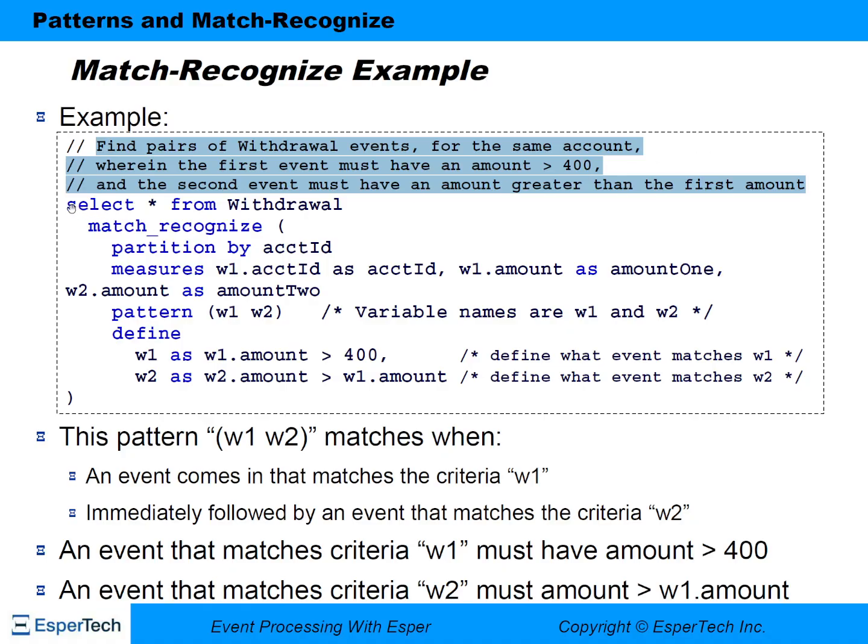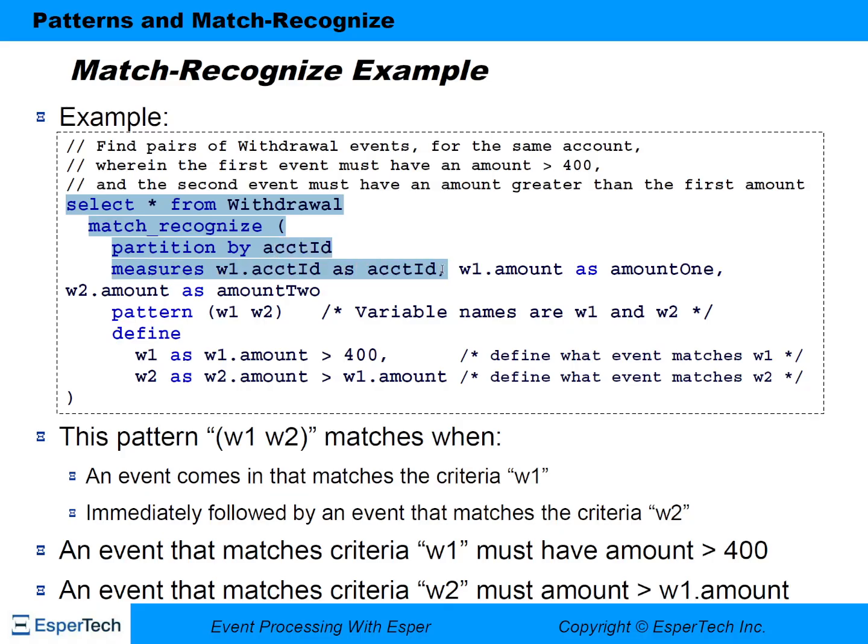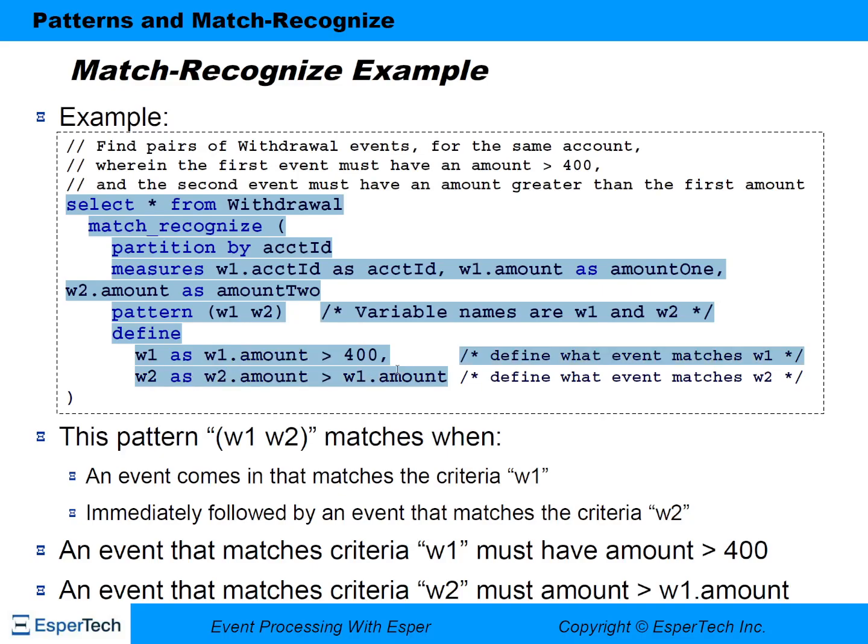Select star from withdrawal. Match recognize. Partition by account. Measures W1.account as account, W1.amount as amount1, W2.amount as amount2. Pattern parenthesis W1 W2. Define. W1 is W1.amount greater than 400. W2 is W2.amount greater than W1.amount.